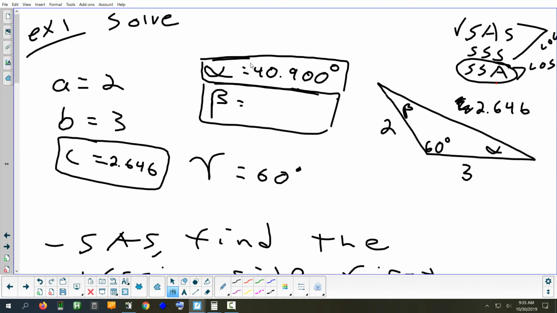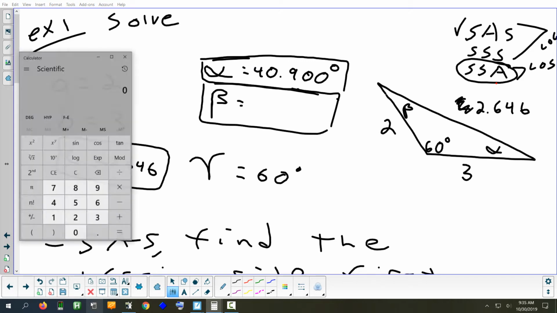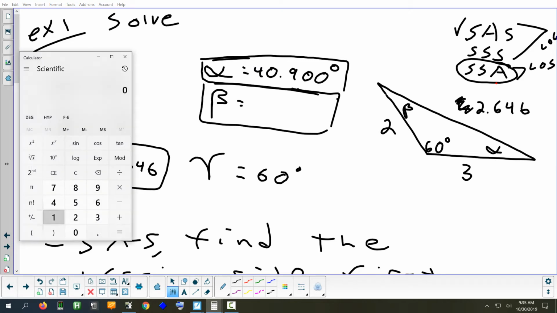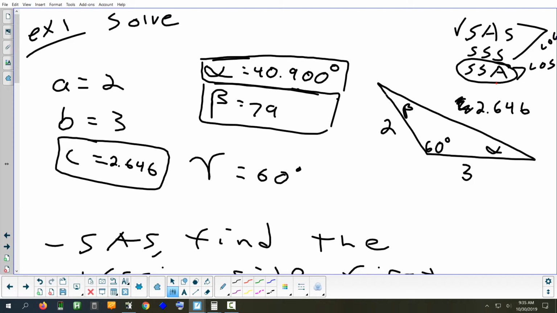now that I have alpha and gamma, what could I do with them to find beta? Yeah, I can just add them up and subtract from 180. So that's going to be 100.9. So 180 minus 100.9 is 79.100, again, if I'm keeping that accuracy. Any questions on that?